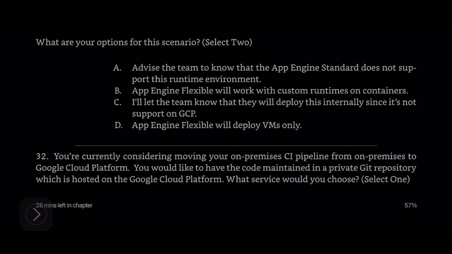Select 2. Advise the team that App Engine Standard does not support this runtime environment. App Engine Flexible will work with custom runtimes on containers. I'll let the team know that they will deploy this internally.